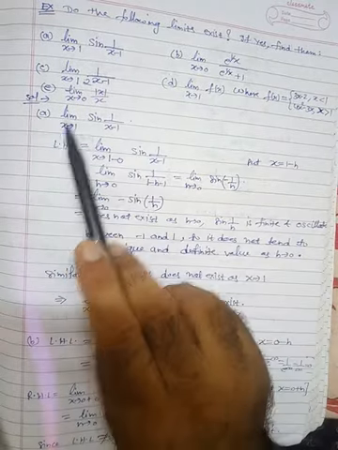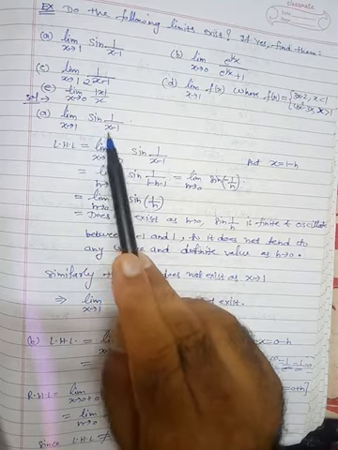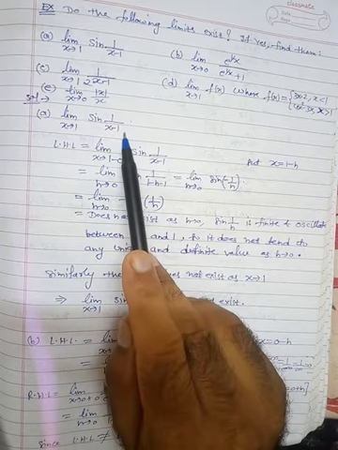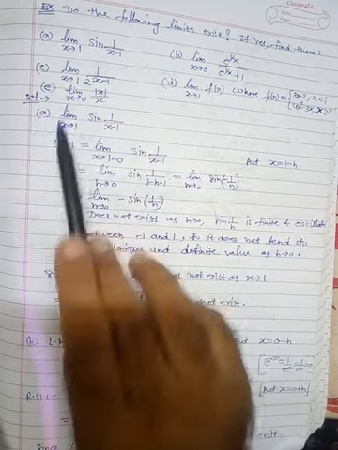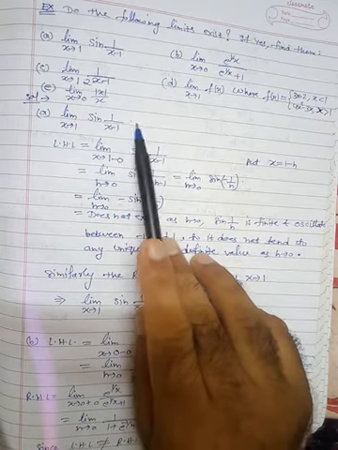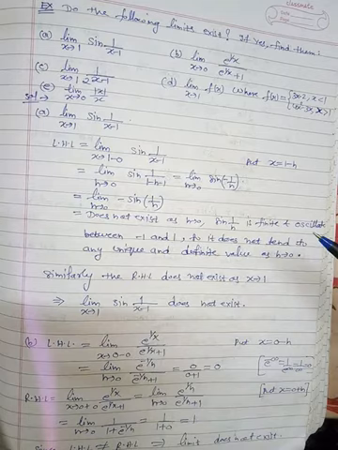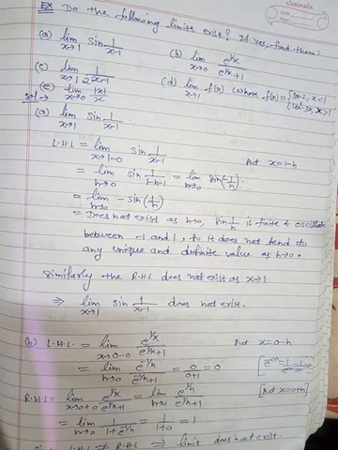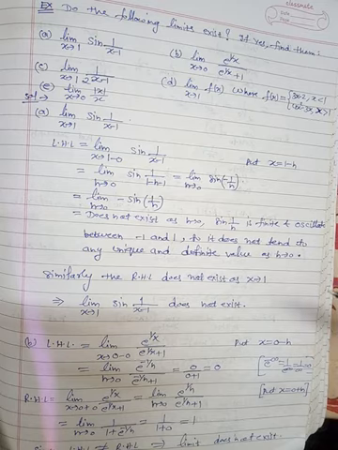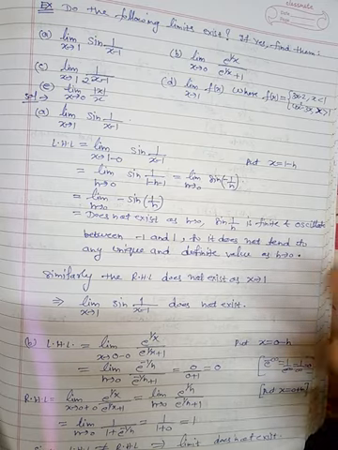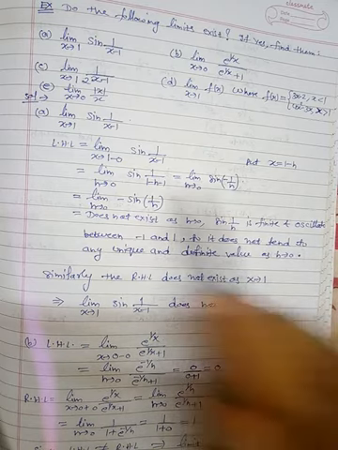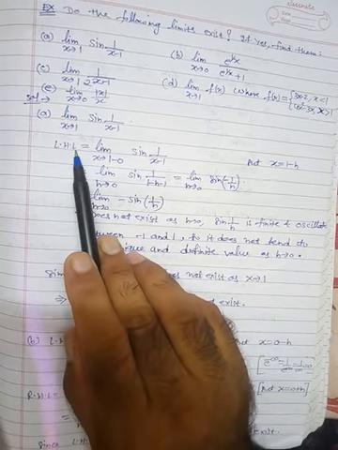So first one, limit x tending to 1 of sin 1 over x minus 1. To find out the limit, basically we will use one-sided limits, that means left hand side limit and right hand side limit. If both limits exist and they are equal, then we can say that limit exists. Otherwise limit does not exist. Fine. So first we are finding the left hand side limit.